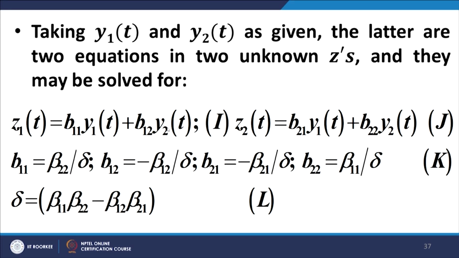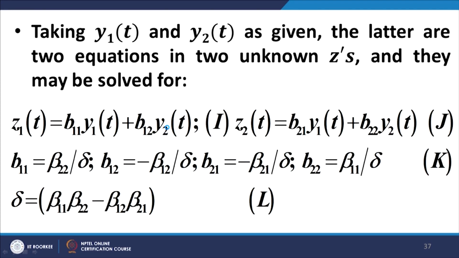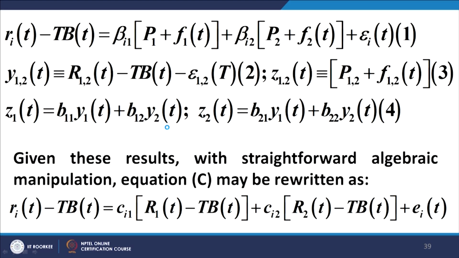Now, the important thing here is that I just mentioned that the risk exposure profiles for the two portfolios should not be proportional. Why they should not be proportional is because we want delta to be unequal to 0, otherwise we would not get singular solutions. Let us now see the complete picture as given on the slide.